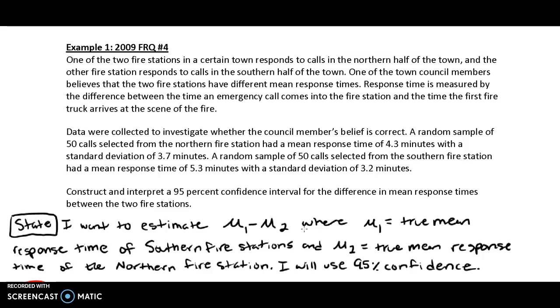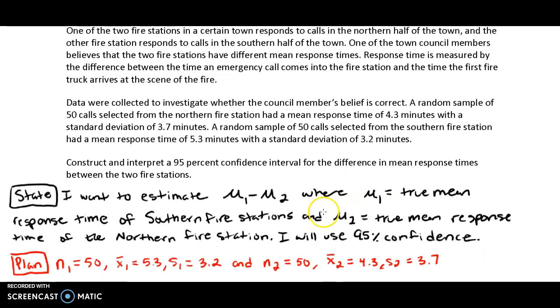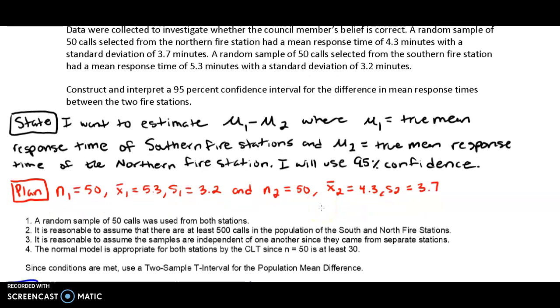Okay, so in my plan step, I'm going to talk about what I was told in the problem. And I know that the Southern Fire Station, because mu1 is the south, we have 50 calls with an average of 5.3 minutes and a standard deviation of 3.2 minutes. And the Northern Station had 50 calls as well, with an average of 4.3 minutes and a standard deviation of 3.7 minutes.